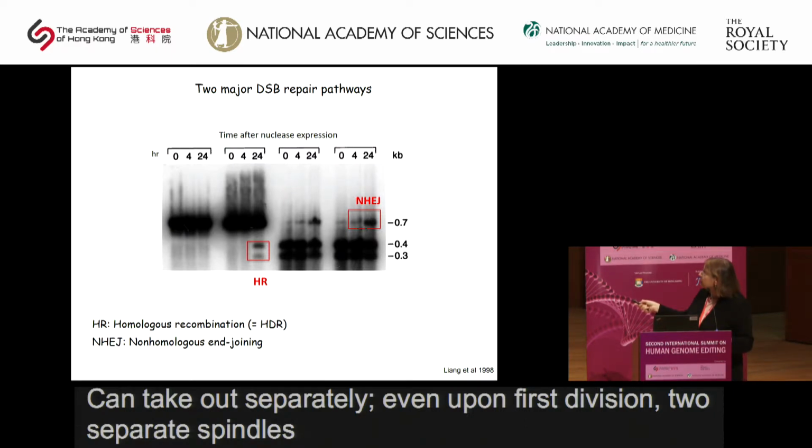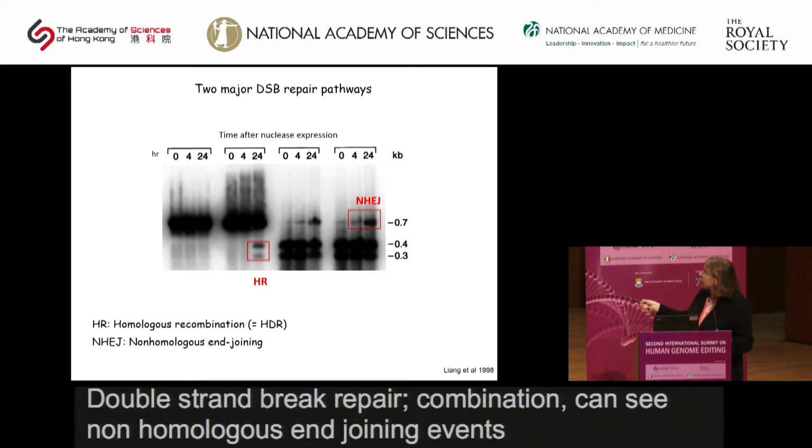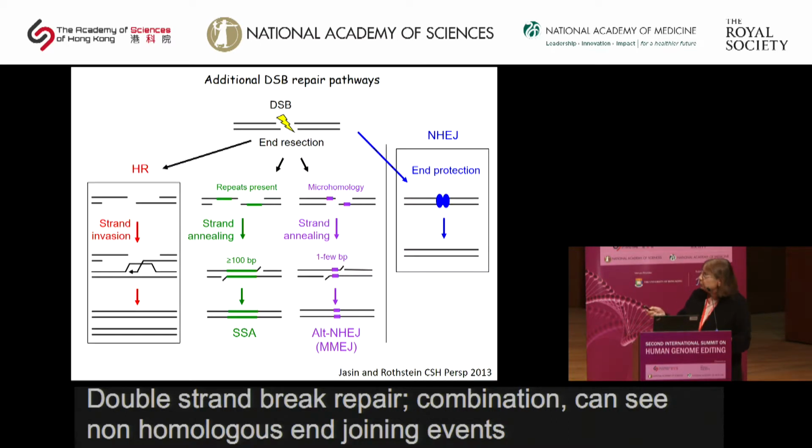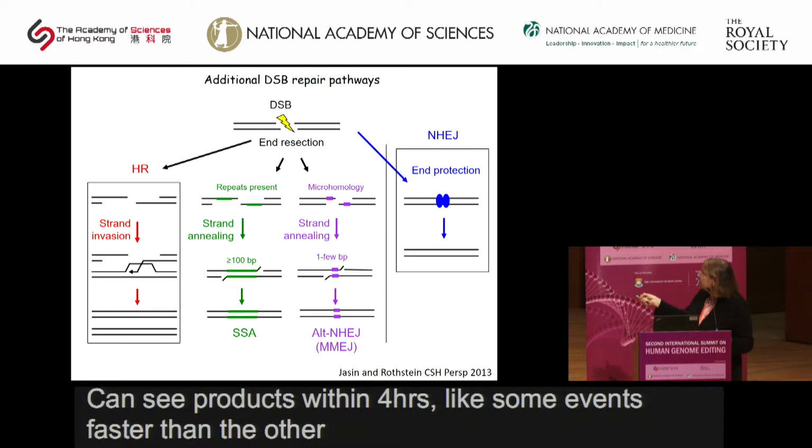And this is an experiment after the transfection of a nuclease, and you can see products within 4 hours after transfection, and it looks like the NHEJ events are a little faster than the HR events. Now, these are the two pathways we focus on the most, but there are additional repair pathways that we know about. Another version of non-homologous end joining, but also this single-strand annealing pathway where there can be deletions that are formed.